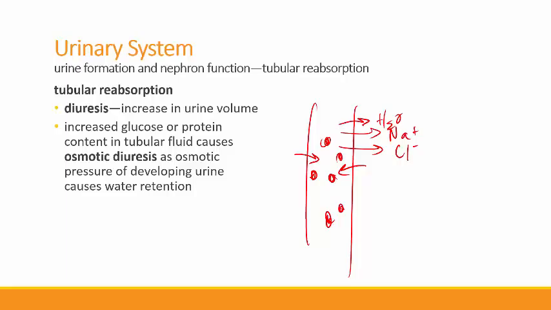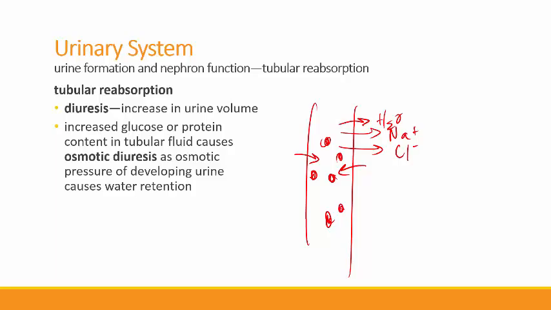And so that's the reason why people who are diabetic and are losing a lot of glucose in their urine are going to have higher volume of urine output, because all of that glucose prevents the loss of water from the urine by osmosis.